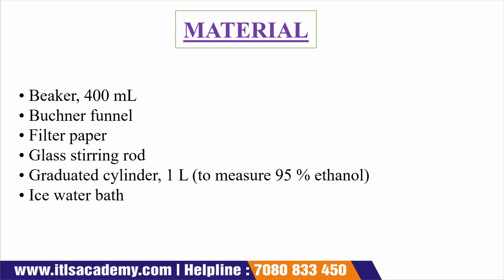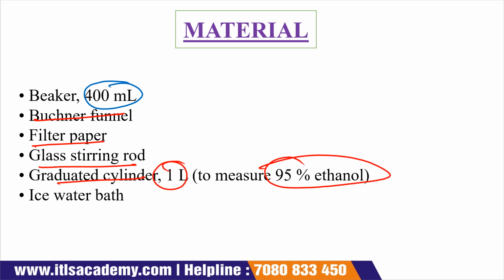Now the materials used in this experiment. First of all, we required a 400 ml beaker, a Buchner funnel, filter paper, a glass stirring rod, a 1 liter graduated cylinder so that we can measure the 95% ethanol, and we also required an ice water bath. So here the materials are the 400 ml beaker, Buchner funnel, filter paper, glass stirring rod, and the 1 liter graduated cylinder, which is used to measure our 95% ethanol. And at the last we required an ice bath.